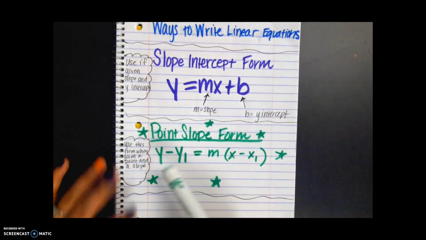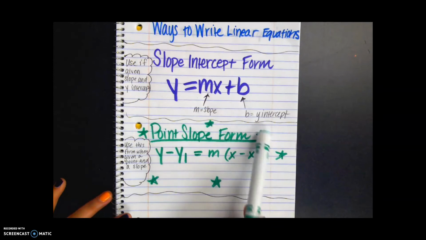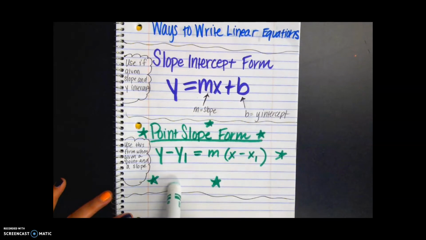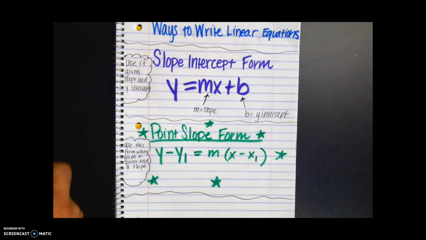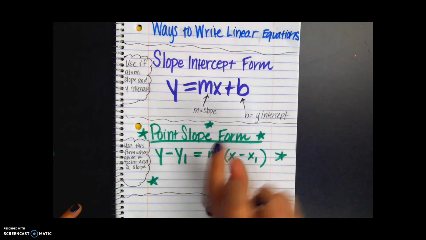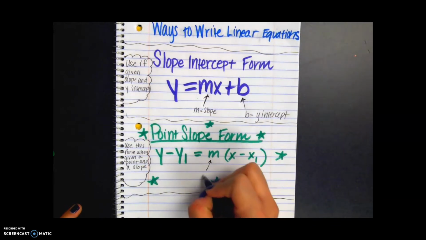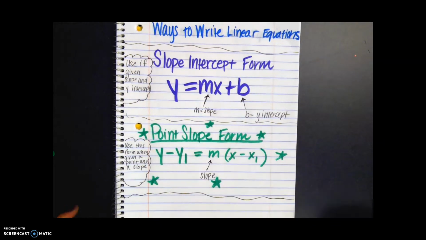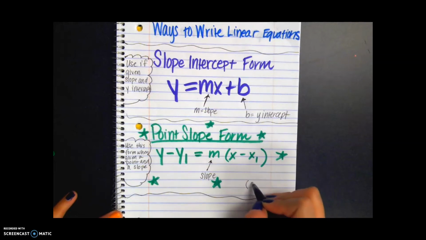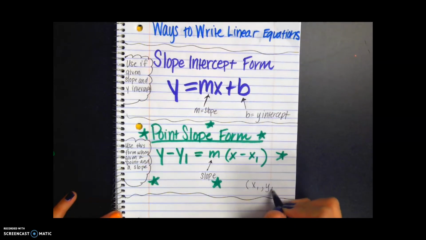Now this one, I have a lot of stars all around it for a reason. On your test, you're going to have a lot of equations that are in point-slope form. So I really need you guys to be familiar with point-slope form. Now that formula is y minus y1 equals m(x minus x1). Now m is your slope, obviously, just like in the last one. So let's jot that down. That's your slope. And then if you're given some kind of point, it would be x1, y1.